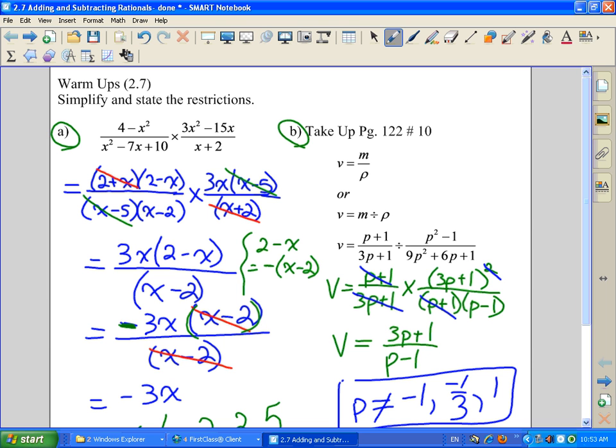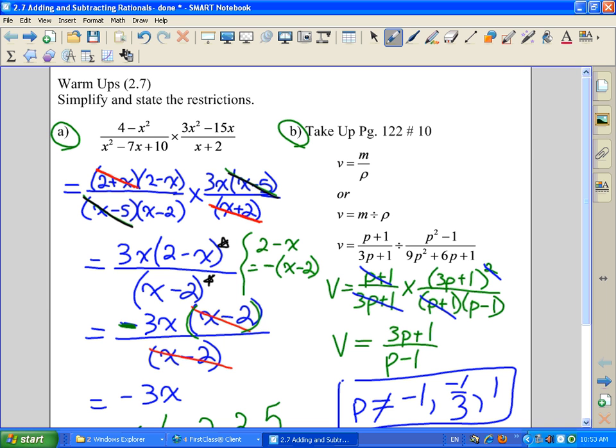Take a look here, ladies and gentlemen. We notice that it's easy to cancel. X plus 2 is the same as 2 plus x because both signs are positive. Also, please note that you can cancel out x minus 5 with x minus 5. What we're left with is 3x times 2 minus x divided by x minus 2. Please be careful with these two.